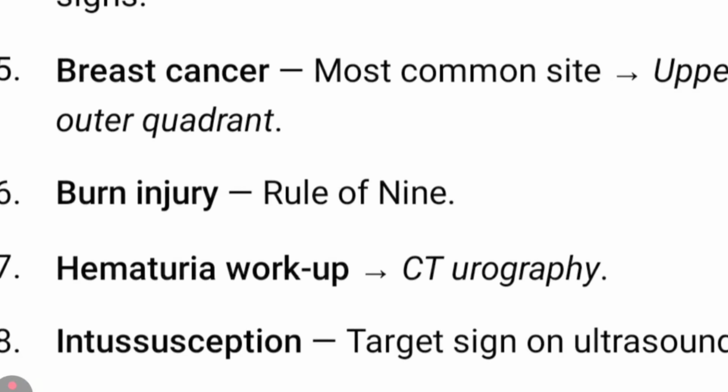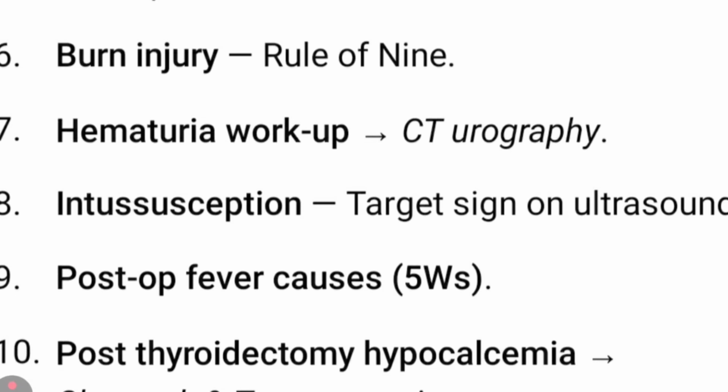Burn injury: we see rule of 9. Hematuria workup by CT urography. Intussusception: target sign on ultrasonography.